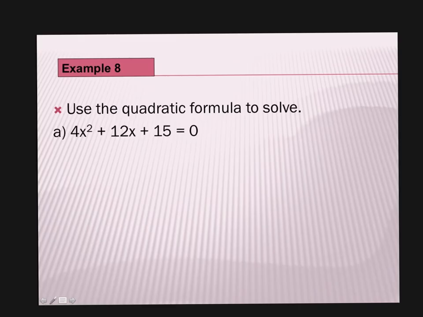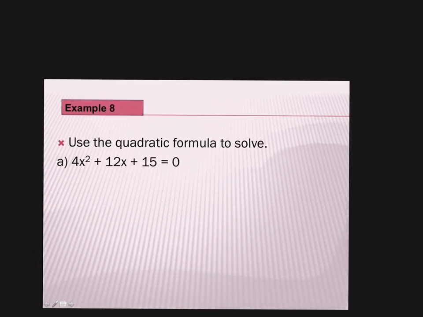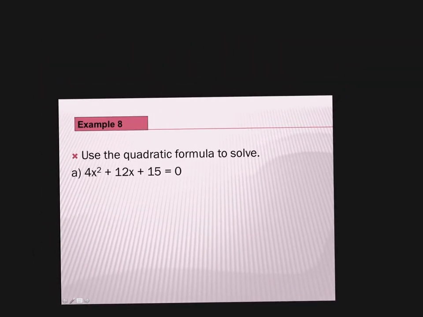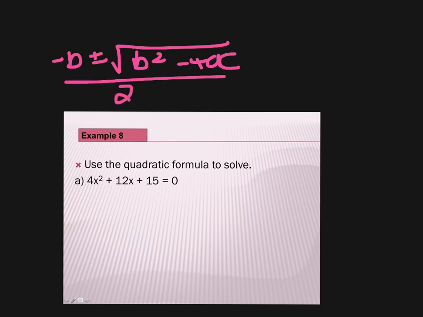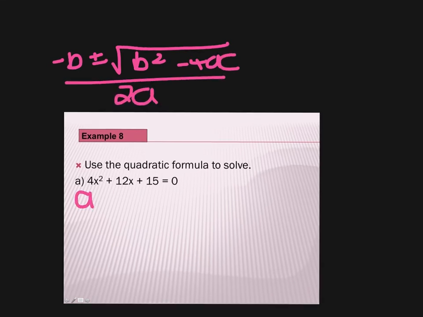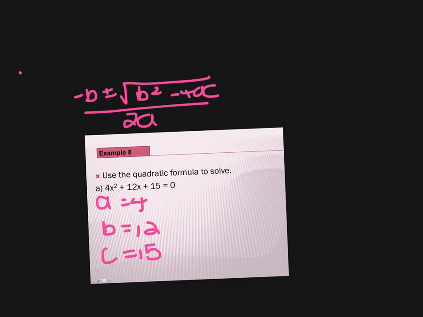All right, this last example is for the quadratic formula, but now when we use the quadratic formula, we can have i's or imaginary numbers. So just a quick refresher that the quadratic formula is negative b plus and minus the square root of b squared minus 4ac all over 2a. So from this one, the a would be 4, the b 12, and the c 15. And then just plug it in.